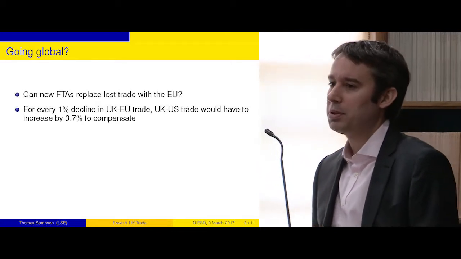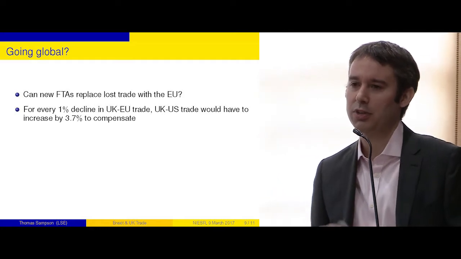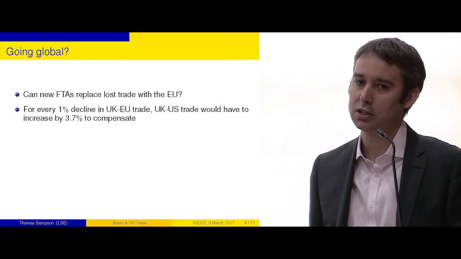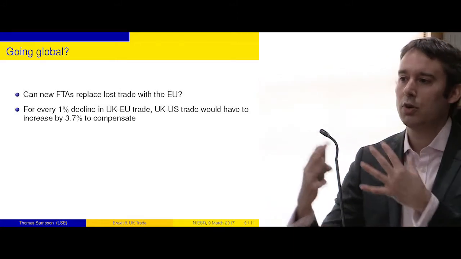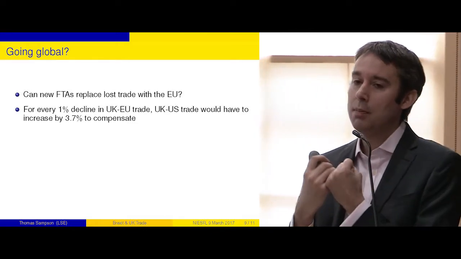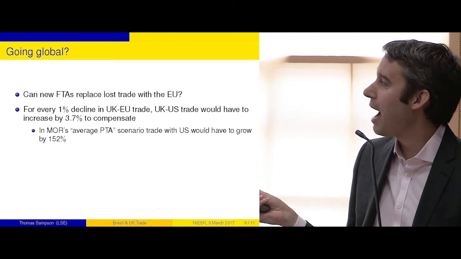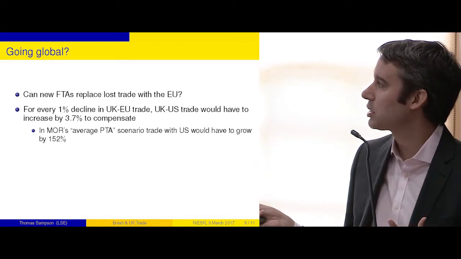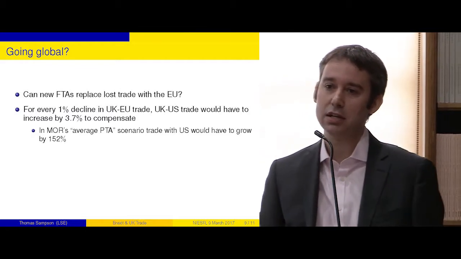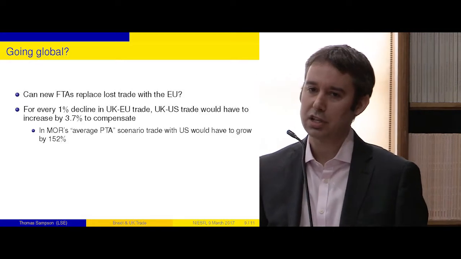For every 1% decline in UK-EU trade, trade with the US would have to increase by 3.7% to make up for the lost trade with the EU. So this gives you a sense of how much of a boost to trade with the US you would need if that's where you seek to make up for lost trade with the EU. If we take the average PTA scenario from the previous slide, what that means is trade with the US would have to grow by 152% to compensate for the loss in trade with the EU that the paper is estimating.